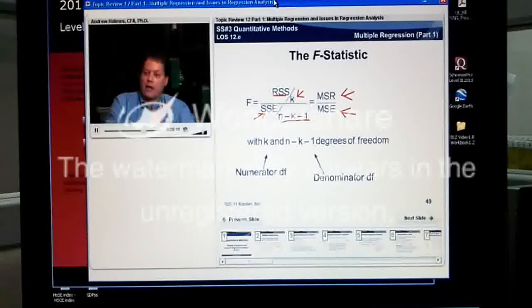We could have talked about that in the previous reading as n minus 2, but it's the same thing, n minus k minus 1. So we know the degrees of freedom in the numerator. That's k. We know the degrees of freedom in the denominator.